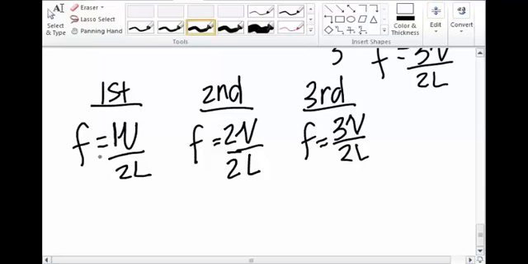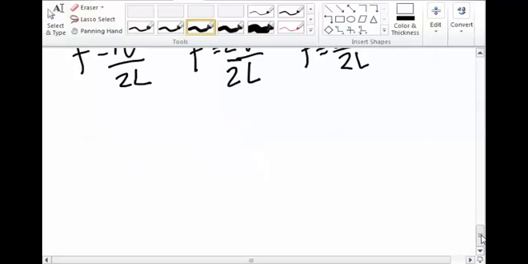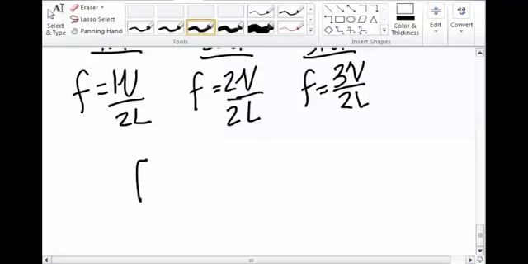Do we notice any pattern on the top of these equations? 1, 2, 3. So it's the number of the harmonic that it's in. Yeah? So if I wanted to write an equation that I could use all the time, it's maybe F sub n, so n being the number of the harmonic that we're looking at, is equal to nV over 2L.